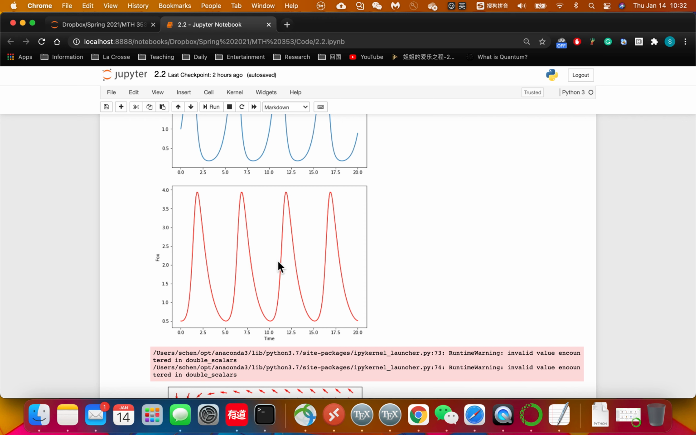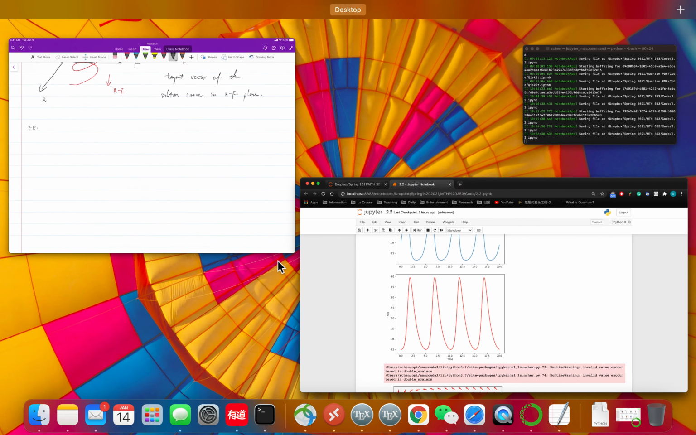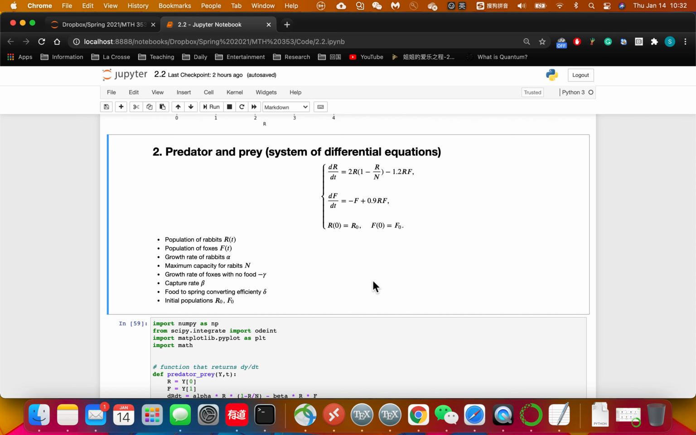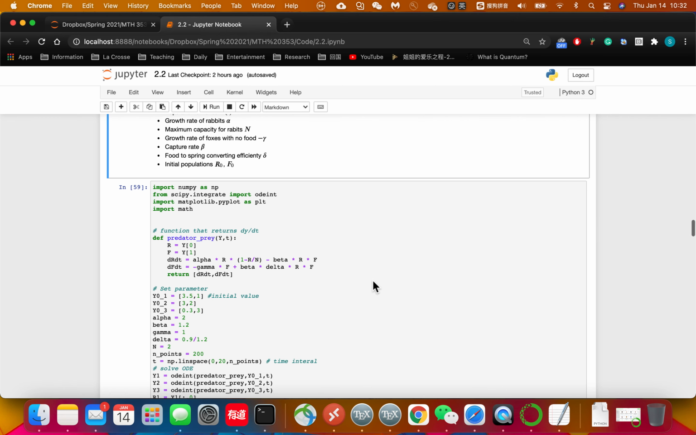Okay, now with that in mind, can we do something else? Well, let's try another example. This time we want a modified predator and prey model. Still fox and the rabbit, and the only thing I changed is I changed the rabbit from exponential growth to have a logistic growth with a maximum capacity equals n equals 2.